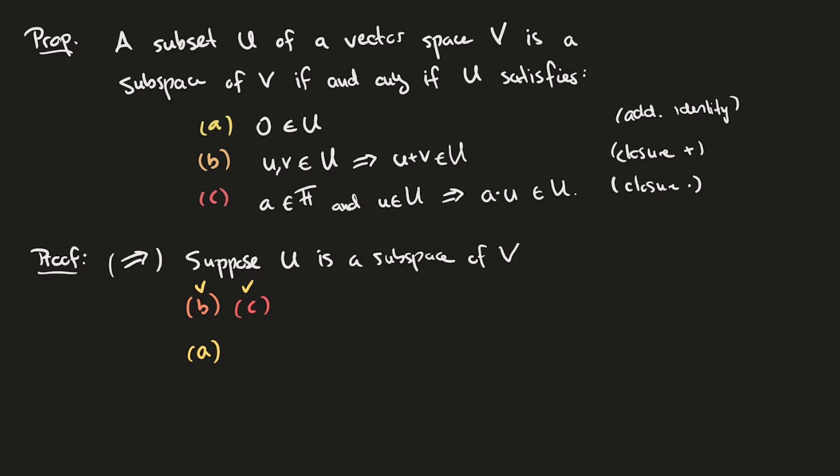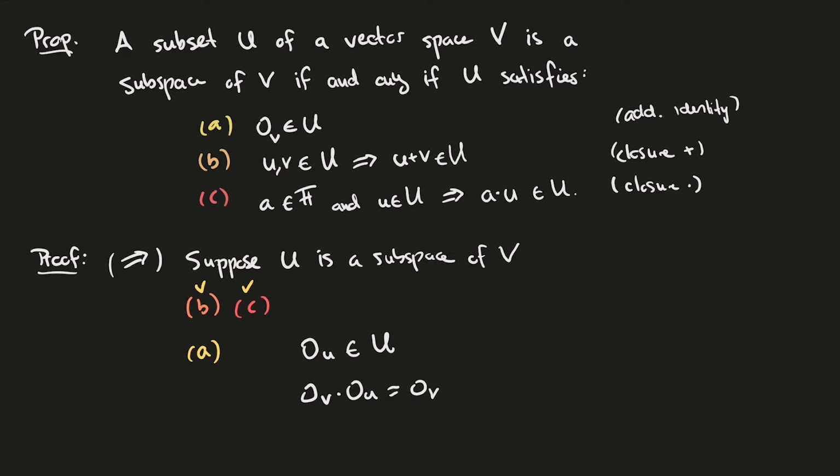We need to check that U contains the additive identity of V. However, so far we only know, because U is a vector space, that U contains its own additive identity. Let's call it 0U. To show A, therefore, we need to show that 0U is equal to 0V. From a previous proposition, we know that if we multiply any element in V by 0V, we get back 0V. Since 0U is just such an element, we have that 0V times 0U is equal to 0V.